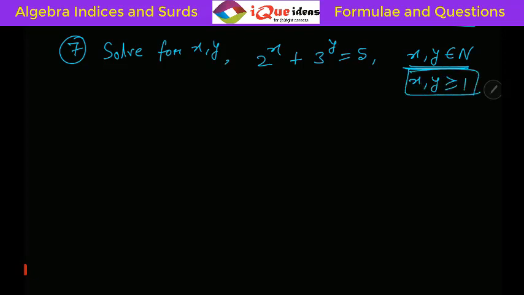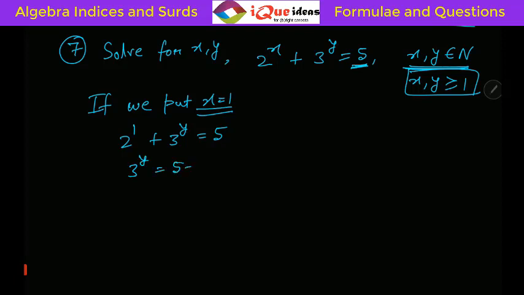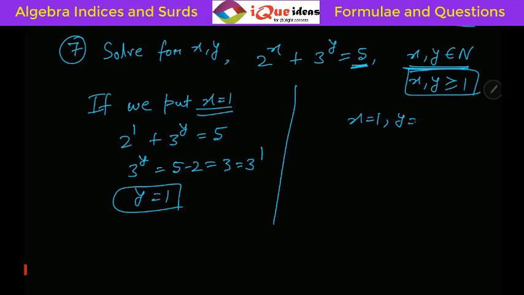Now this is a very easy situation because the minimum we have to take is x equal to 1. Why I'm saying that, because 5 is a very small number, there will not be many possibilities. So if you put x equal to 1, the equation will become 2 raised to 1 plus 3 raised to y equal to 5. Now 2 raised to 1 is 2, so 3 raised to the power y will be 5 minus 2, which is 3, which is 3 raised to 1. That means y is also equal to 1. So one solution that we get is x equal to 1 and y equal to 1.